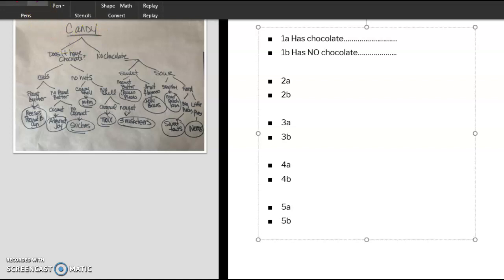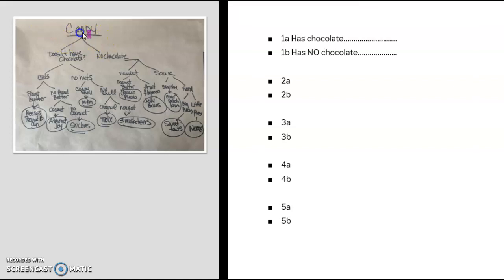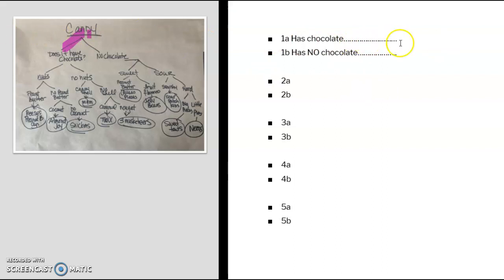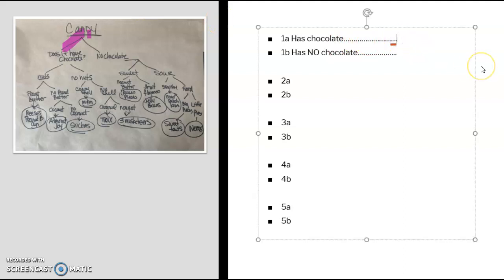Okay, so we are going to go down this row first. Candy. Does it have chocolate? If the answer to that is yes, then we go with the next set of questions. So for has chocolate, if the answer is yes, we're going to say go to 2, because that's the next available one, and that's where we're going to put the next question.